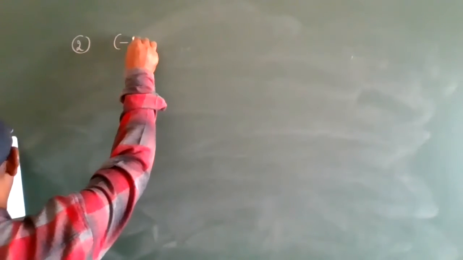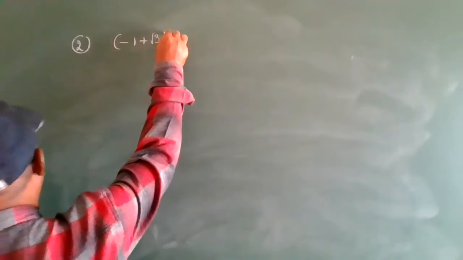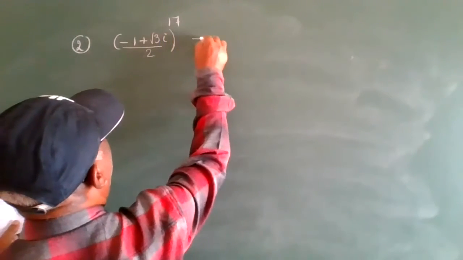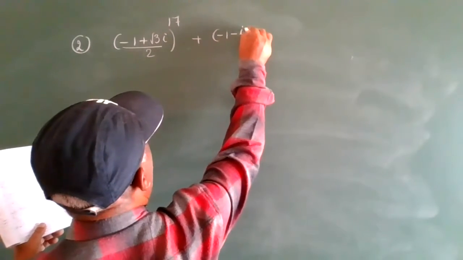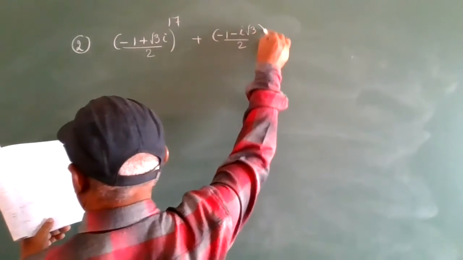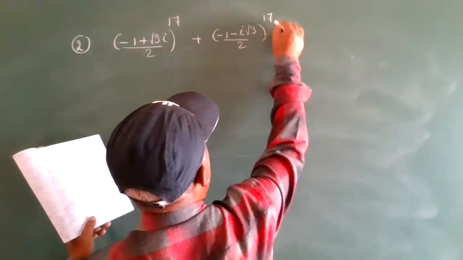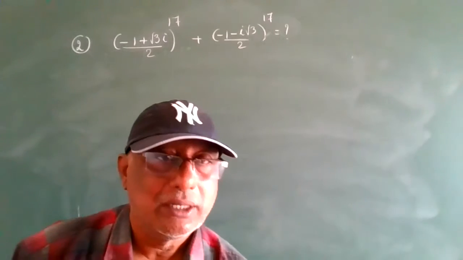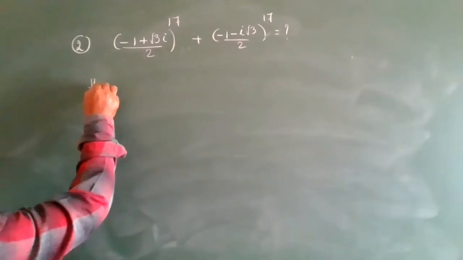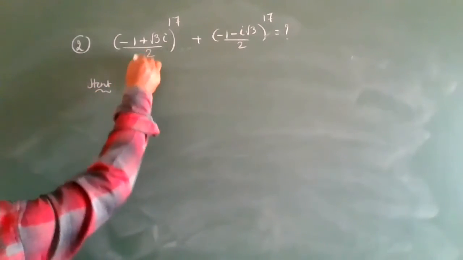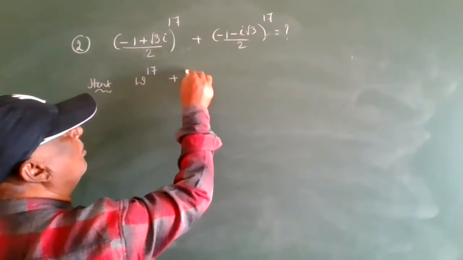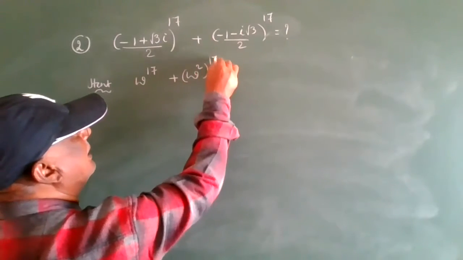The second problem is (minus 1 plus root 3 i by 2) whole power of 17 plus (minus 1 minus i root 3 by 2) whole power of 17. Its value is required. Everyone observe. Hint of the problem is, this is the omega value, omega to the power of 17. Its square is this value, omega square to the power of 17.